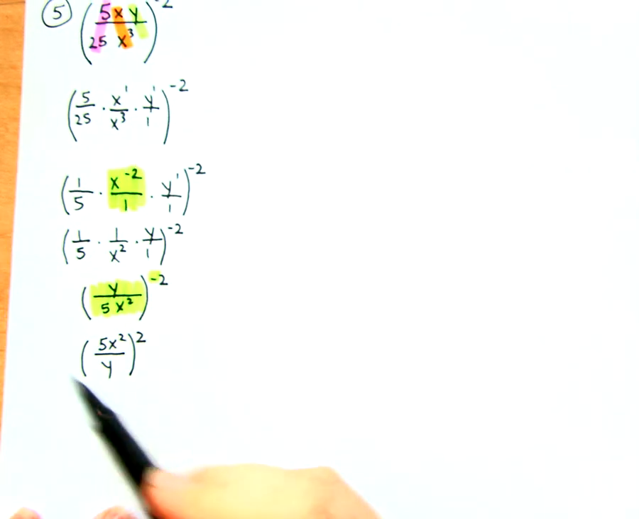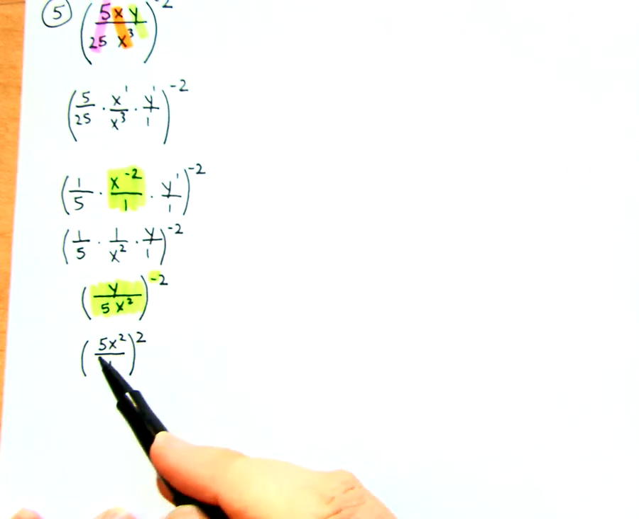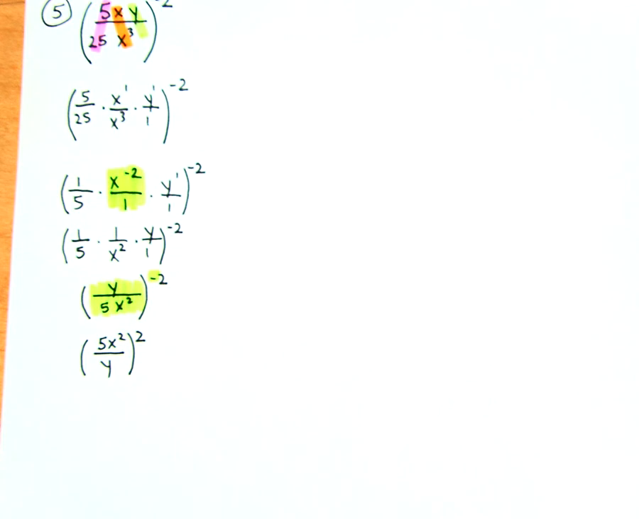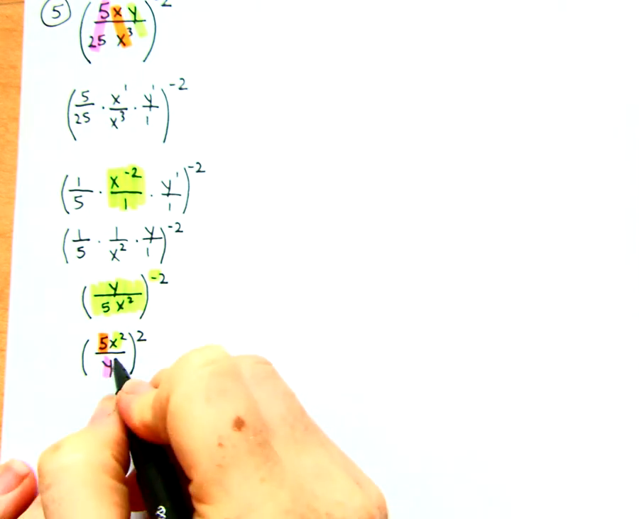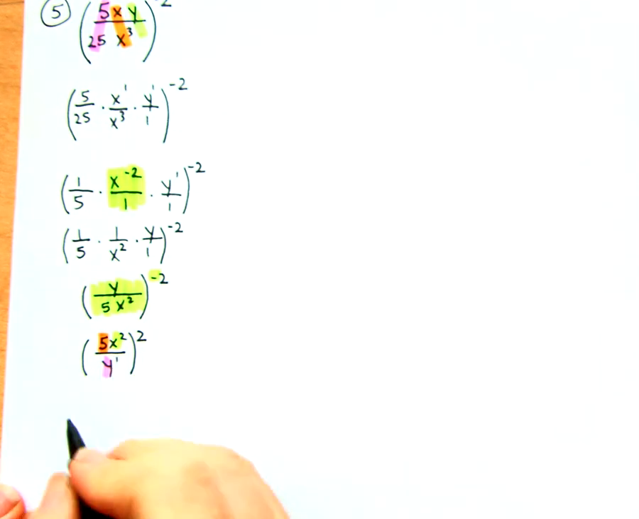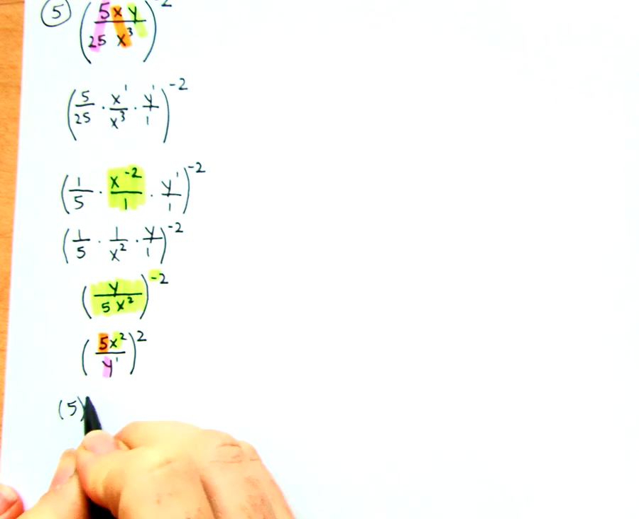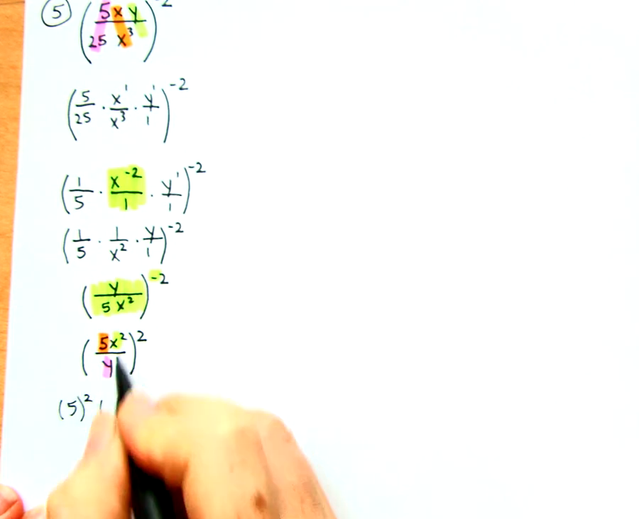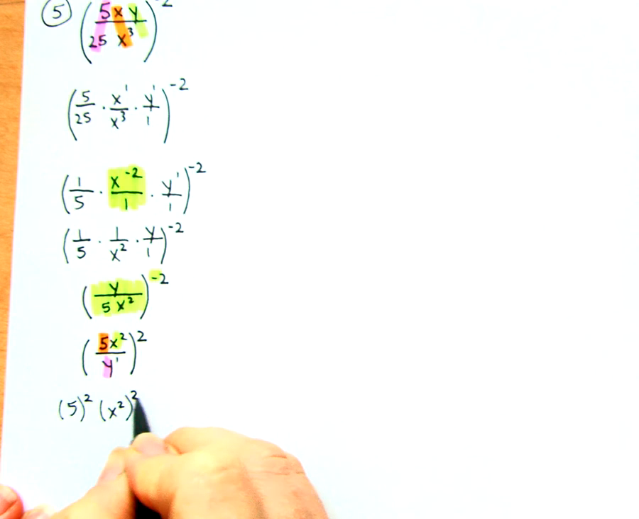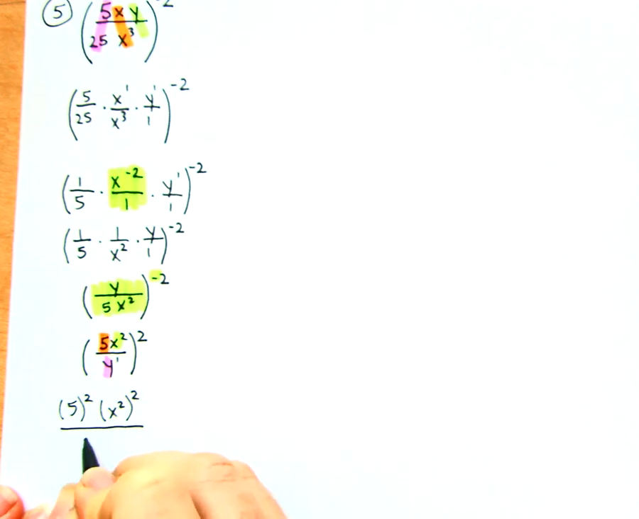Then I can just square everything in this parentheses. Mind you, I have 3 separate pieces going here. I'm going to have to square that 5. I'm going to have to square x squared. And I'm going to have to square this y to the first power right here. So I'm going to have to square each one of these separately. So I think about this as 5 squared, this one as x squared squared, and in the bottom, that as y to the first squared.